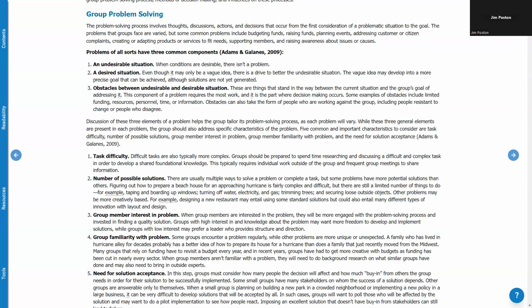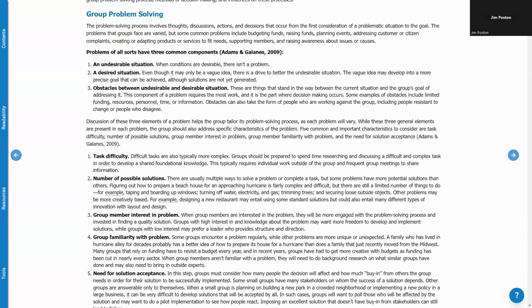Number 3, obstacles between undesirable and desirable situations. These are things that stand in the way between the current situation and the group's goal of addressing it. This component of a problem requires the most work, and it is the part where decision-making occurs. Some examples of obstacles include limited funding, resources, personnel, time, or information. Obstacles can also take the form of people who are working against the group, including people resistant to change or people who disagree.